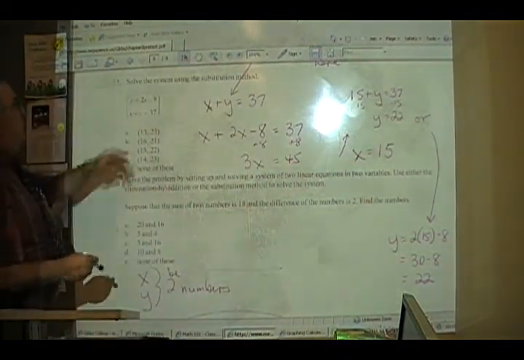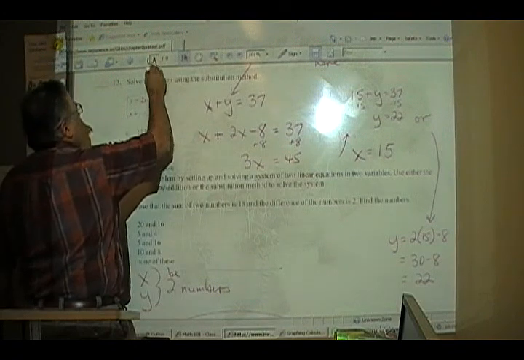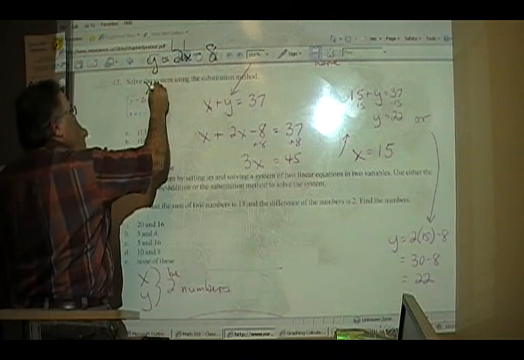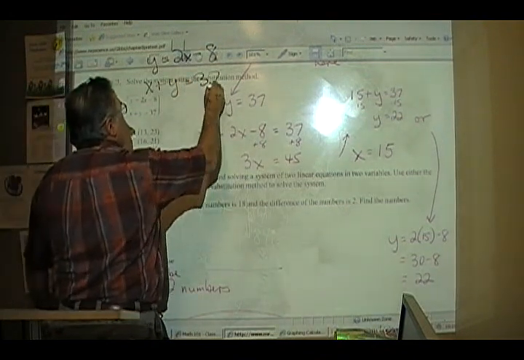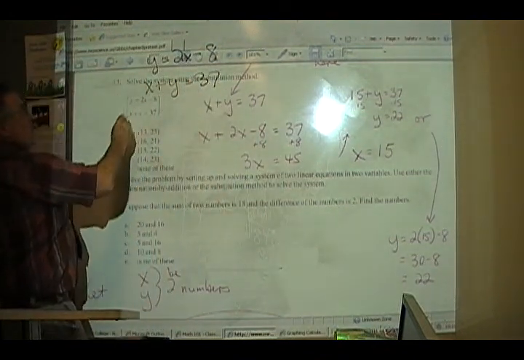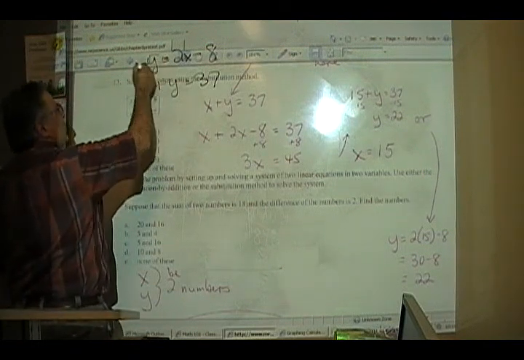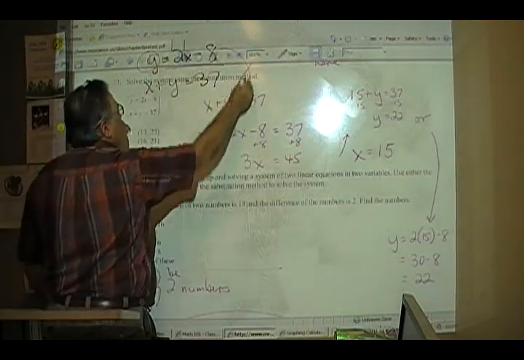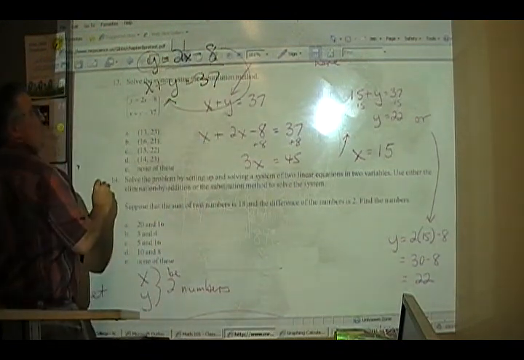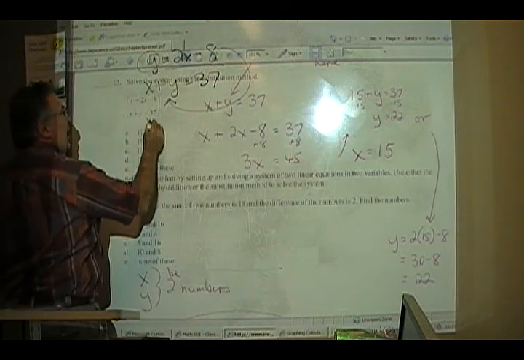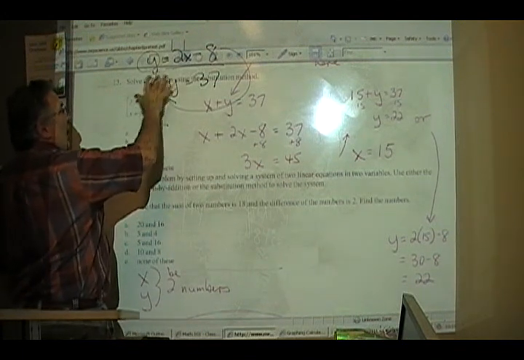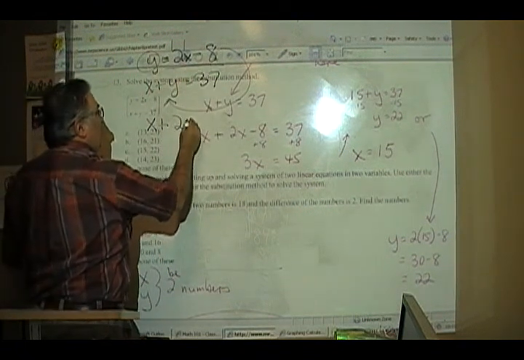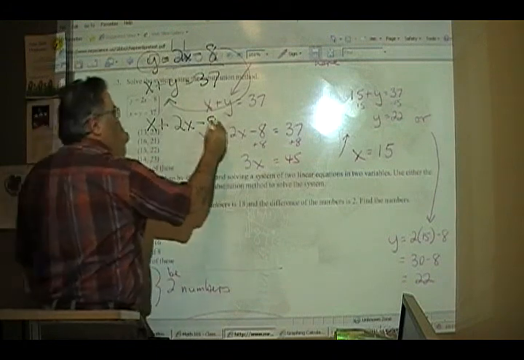You see two equations here. One equation says y equals 2x minus 8. The second equation says x plus y equals 37. Since both equations have the letter y, but the first one tells us what y equals, I could take this and substitute it in for y. So I would rewrite the second equation: x plus, instead of writing y, I'm going to write down what y equals. x plus 2x minus 8 equals 37.